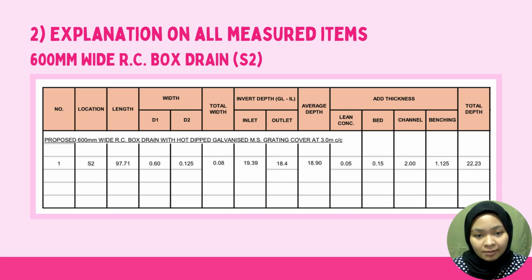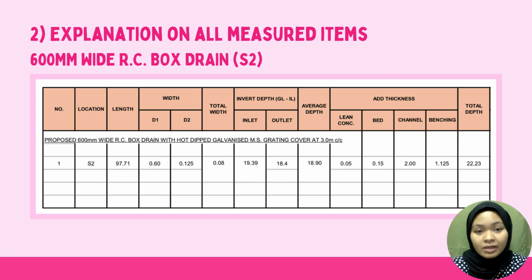So the inlet depth is GL minus IL, which is inlet and outlet. So the inlet is 19.39, the outlet is 18.4. So the average depth for this inlet and outlet is 18.90 meter. As for the thickness, lean concrete is 0.05 meter, bed 0.50 meter, channel 2 meter, benching 1.125 meters.